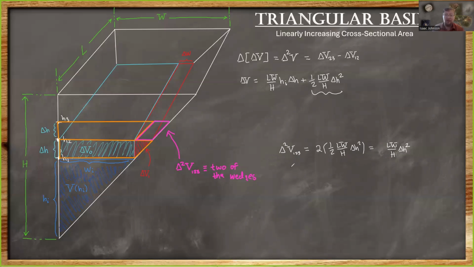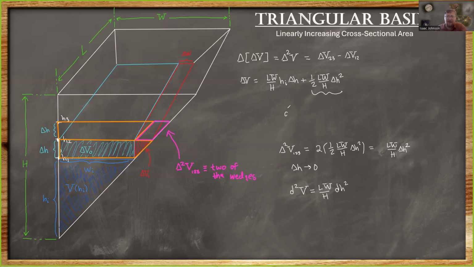Okay. Now we make delta H smaller and smaller. Honestly, I'm just going to conserve space and go to this notation. Make delta H really, really small, right? And at that point, we would start using differential notation and saying d2V equals capital L, capital W over capital H times dH squared.